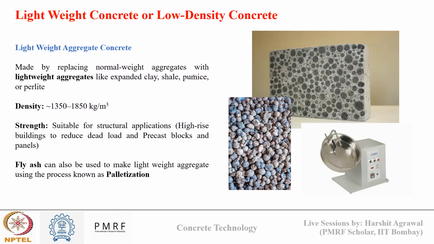If we have a quick look at each of these categories, first is lightweight aggregate concrete. These are made with lightweight aggregates like expanded clay, shale, pumice or perlite. In the image you can see this concrete which is made with fly ash based aggregate, circular in nature. This image shows what lightweight aggregate looks like, and this is an instrument known as a pelletization instrument, which is used to prepare lightweight aggregate from fly ash.